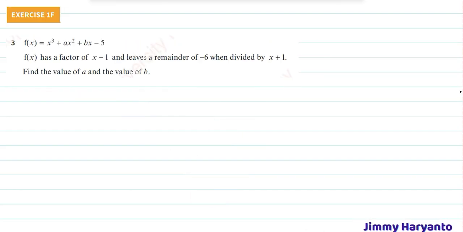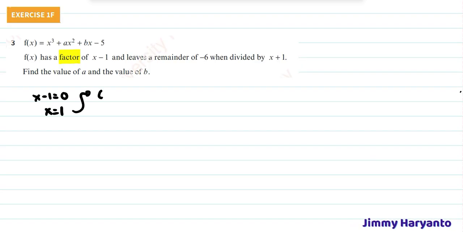Okay, next is question 3. f(x) equals x to the power of 3 plus ax squared plus bx minus 5. For this one, you read factors. That means you have to use the factor theorem. First, let's try to find the value of x. x equals 1 from this one. And then I just input it into the polynomial.